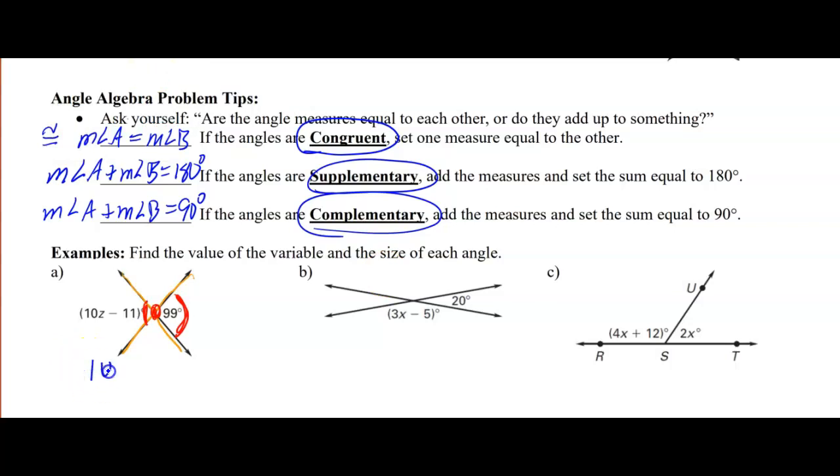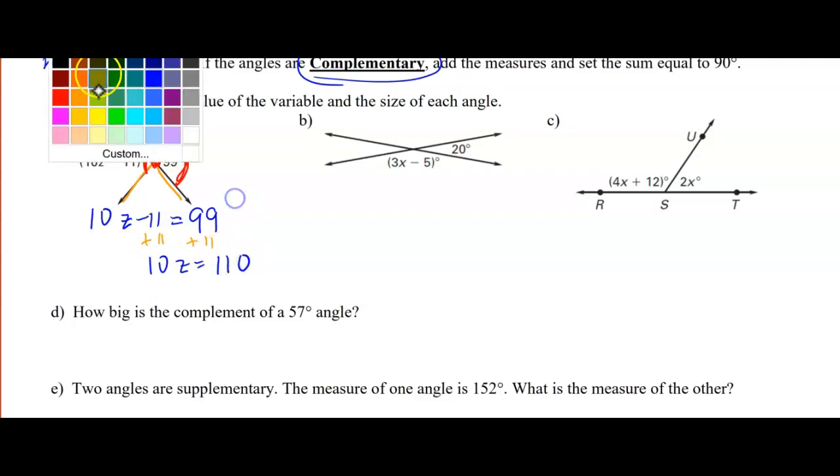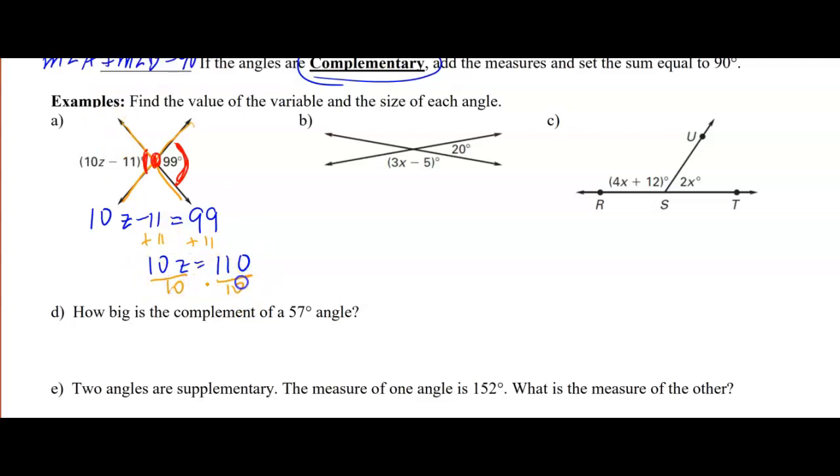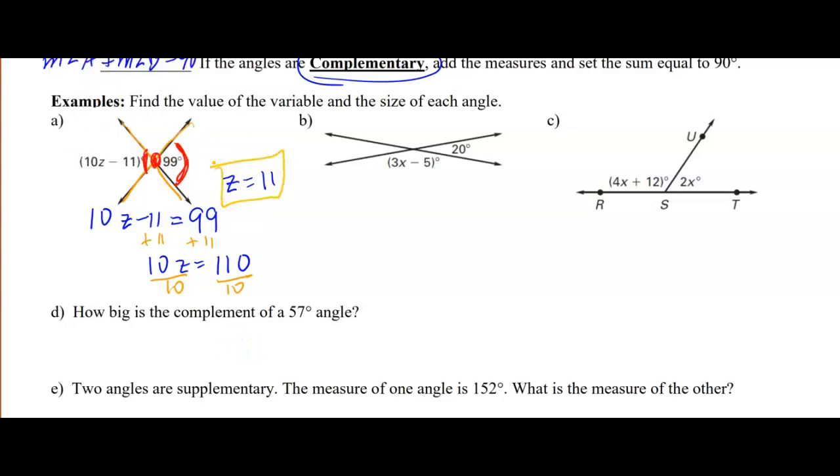So what I know is angle 1 is 10z minus 11, and that's got to be equal to the second angle, which is 99. Now I just need to solve this problem. So add 11 to both sides. I get 10z equals 110. Divide by 10 on both sides, and my final answer is z equals 11. So when I'm working with geometry like this, I need to set up the problem and then solve it.